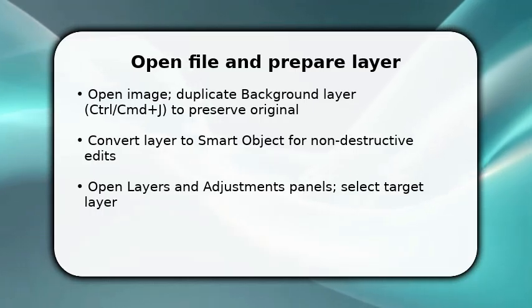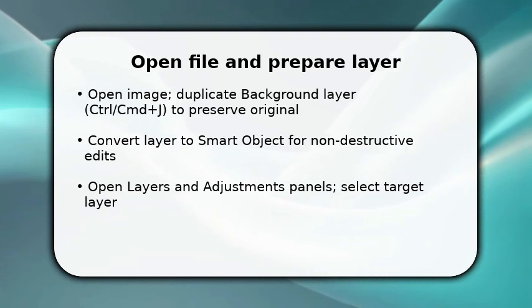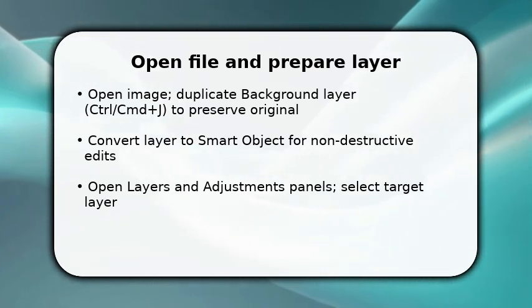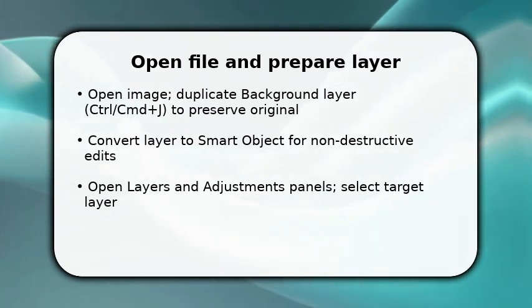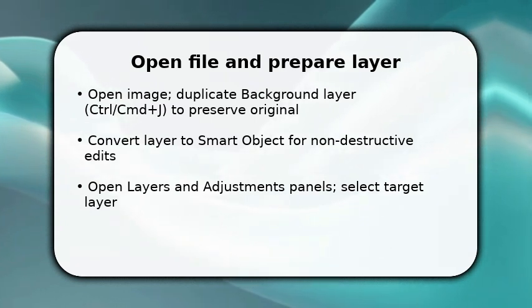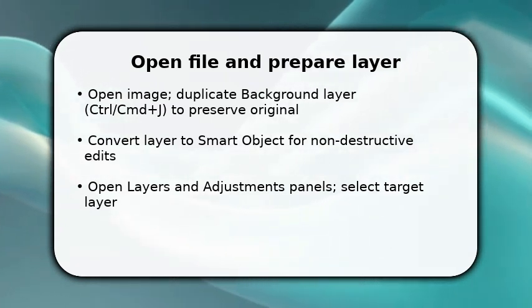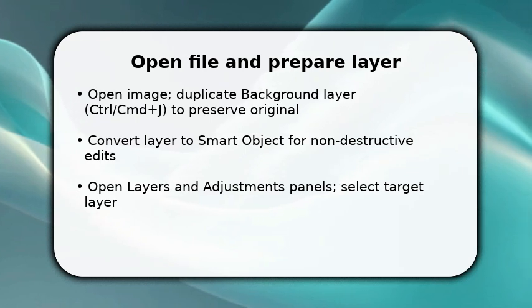You begin by opening the image and duplicating the background layer. This keeps your original intact. Once done, convert the duplicate to a smart object so edits remain reversible. Make sure layers and adjustments panels are visible.